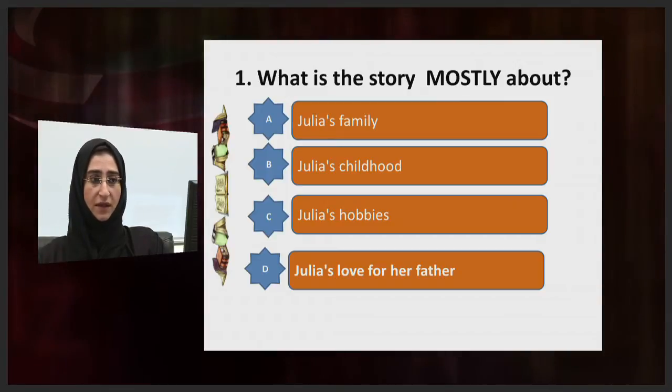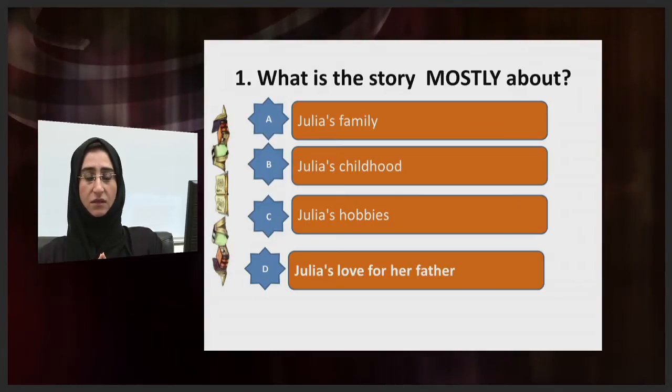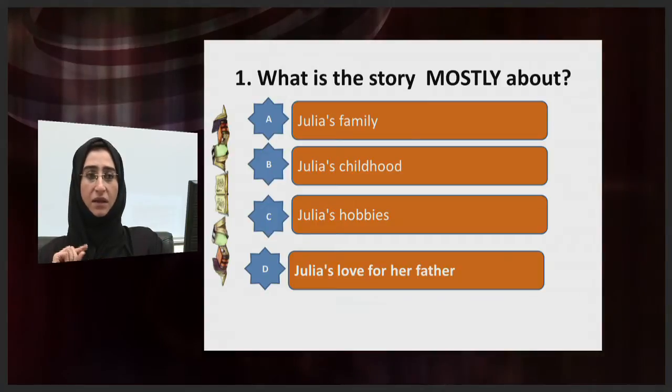So I need to look at the questions, as I told you before, look directly at the question, and read the distractors. What do I mean by the distractors? I mean the options, A, B, C, D, whatever. So you need to look at these distractors very well, try to get some clues to find the answers. And as I told you before, you need to go back to the text itself.